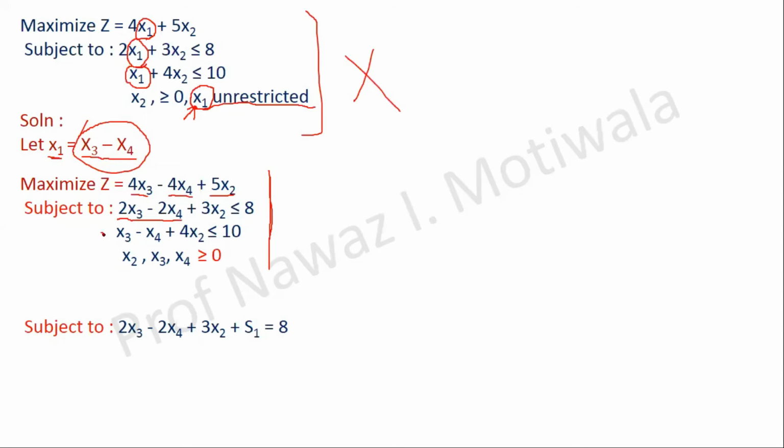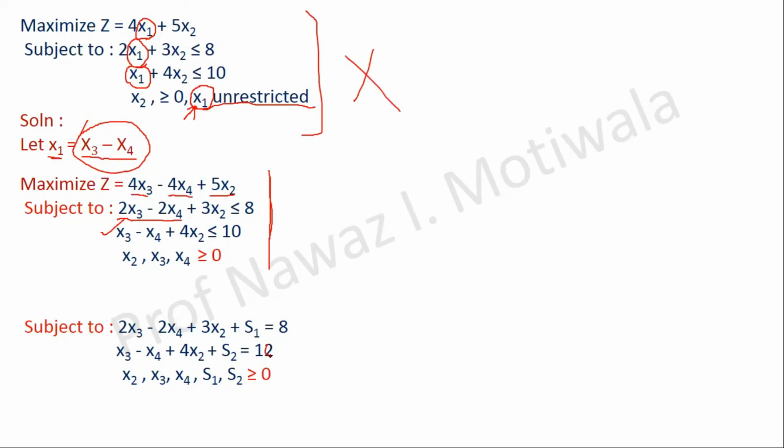Now for the second equation, I will get x3 minus x4 plus 4x2. Again there is a less than or equal to sign, so there will be one more variable to be added, that is s2. So I will write x3 minus x4 plus 4x2 plus s2 is equal to 12, with x2, x3, x4, s1, s2 greater than or equal to 0. Now 10 is equal to 12, no?